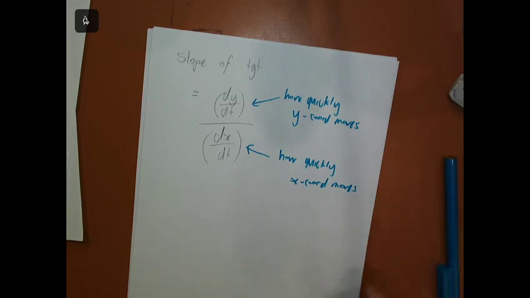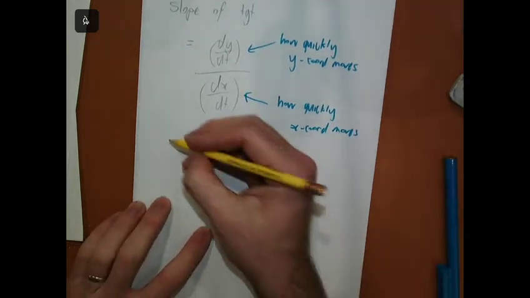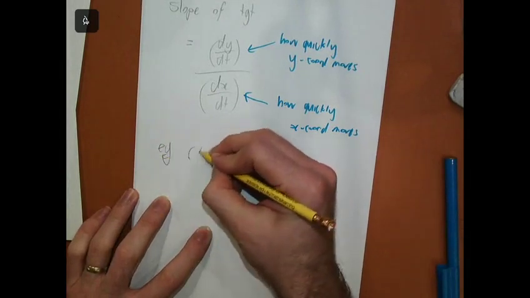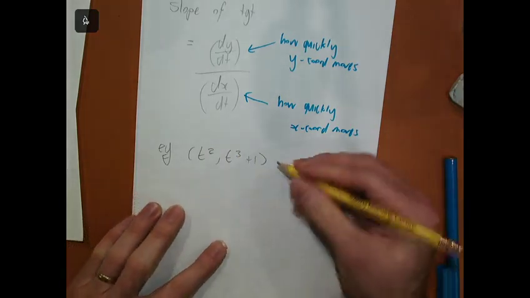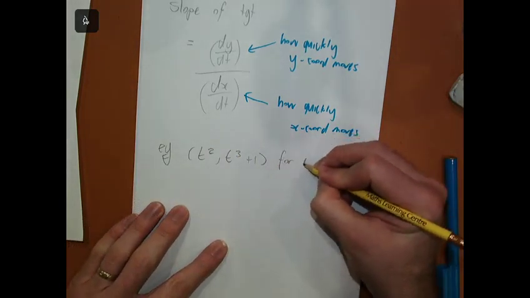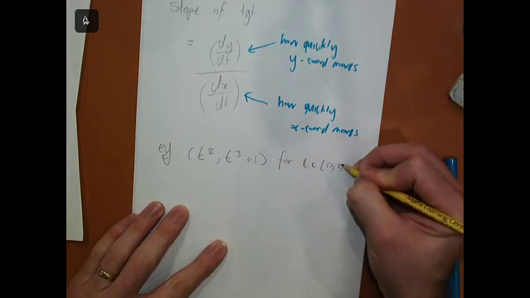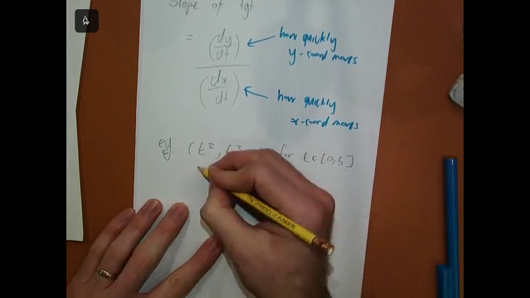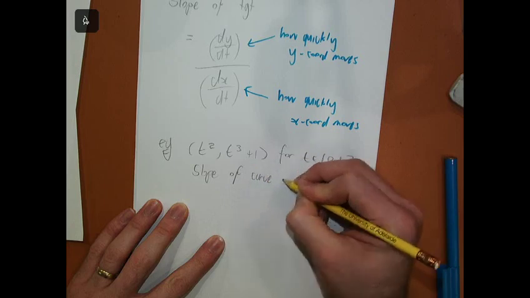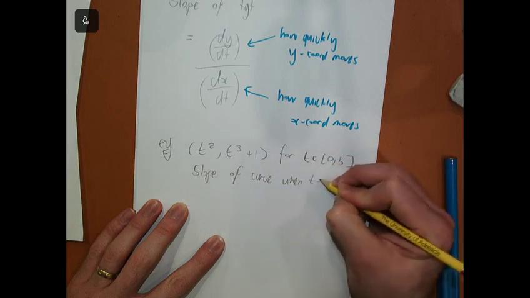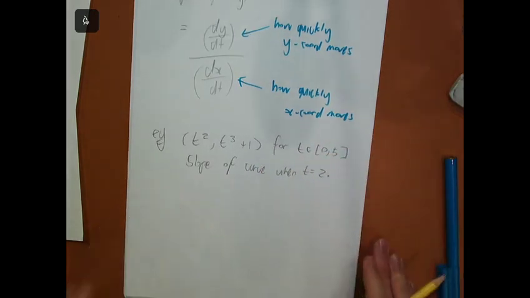So just a couple of examples to round that off. For example, let me do this curve, which is only slightly different to one of the other ones I've made up earlier. Okay, so let's find the slope of the curve when t is equal to 2. So t equals 2 is somewhere in the middle of that curve. It's not the beginning point, it's not the end point, it's somewhere in the middle.